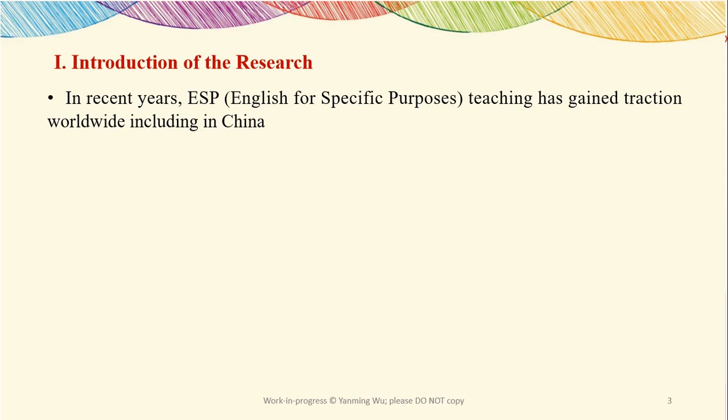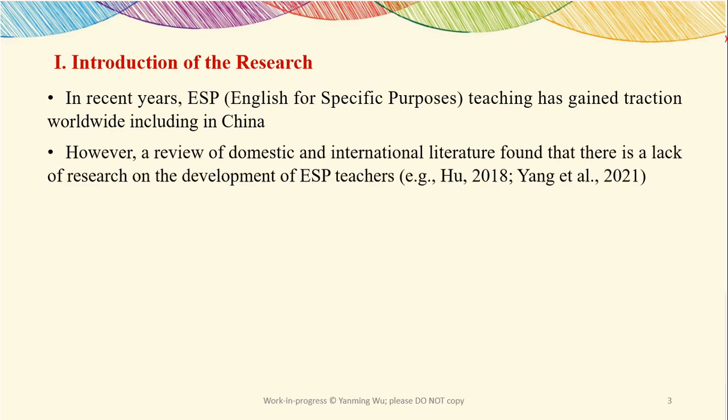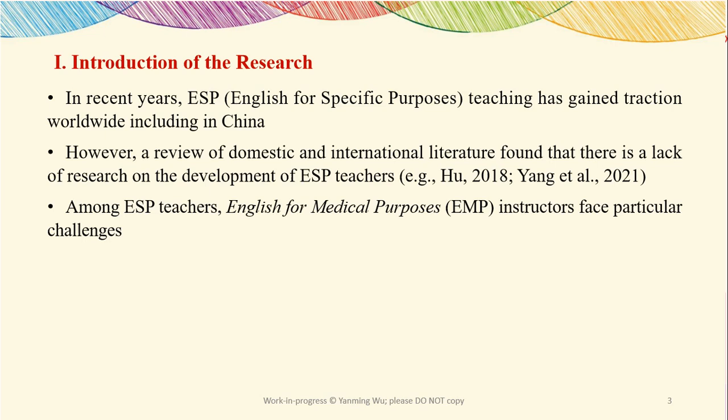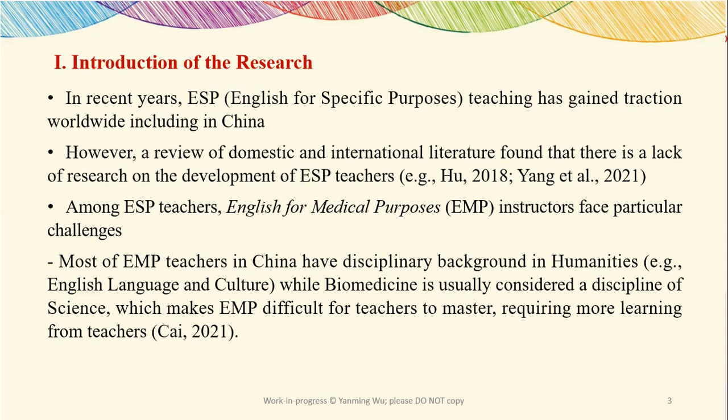In recent years, ESP, that is English for Specific Purposes teaching, has gained traction worldwide, including in China. However, a review of domestic and international literature found that there's a lack of research on the development of ESP teachers. Among ESP teachers, English for Medical Purposes (EMP) instructors face particular challenges, as most of the EMP teachers in China have a disciplinary background in humanities, while biomedicine is usually considered a discipline of science, which makes EMP difficult for teachers to master, requiring more learning from teachers.